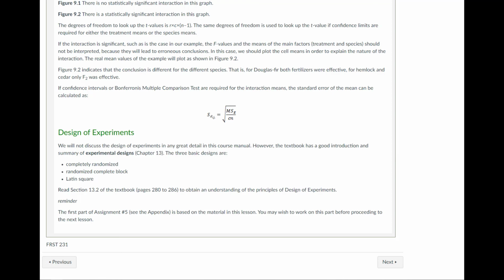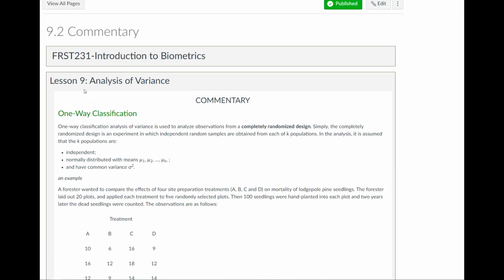So that's it about the analysis of variance for two-way. That means two factors we have.